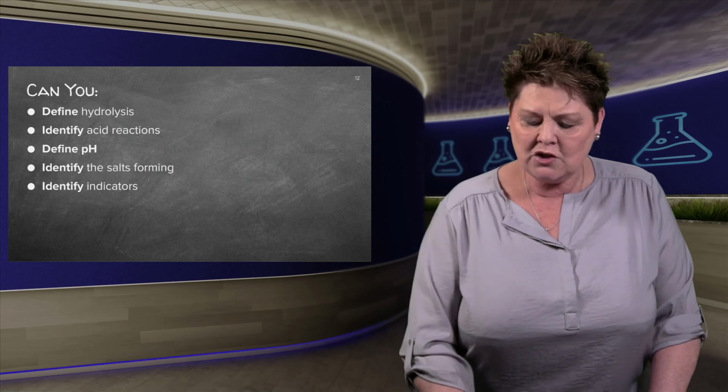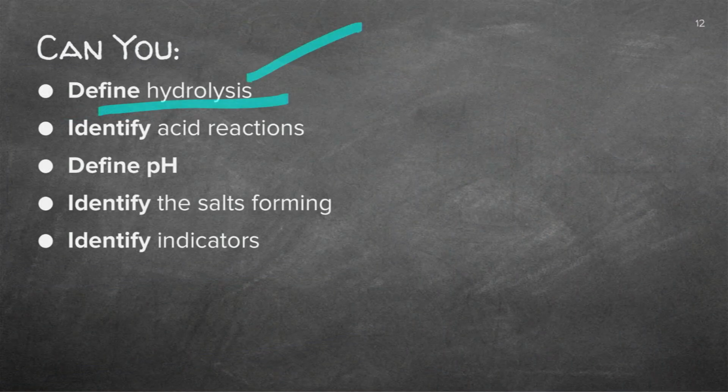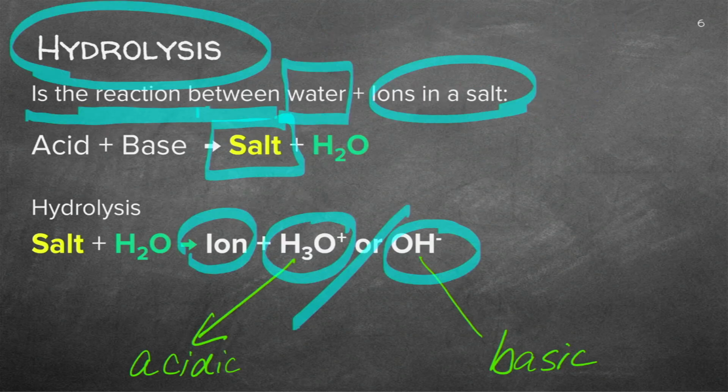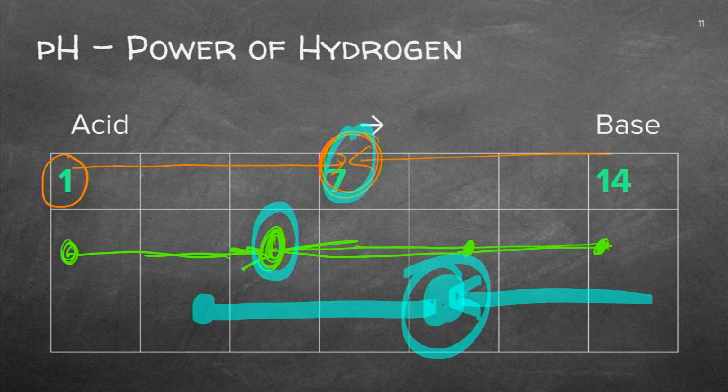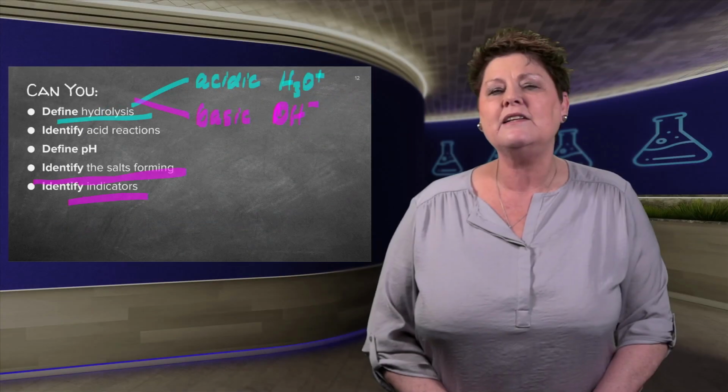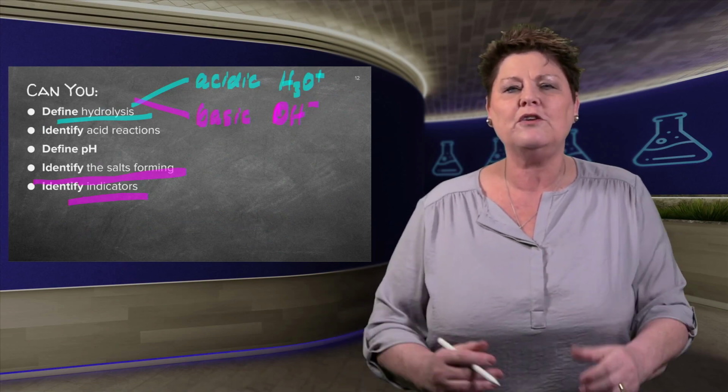Right, we need to know hydrolysis. We need to know, is it acidic and does it have more hydroniums, or is it basic where it actually gives you the OH minus? And you need to know the names, guys. We need to know that this ion is acidic and that one is basic. And then finally, we need to know the salts and the indicators that you use when you've got the reactions.